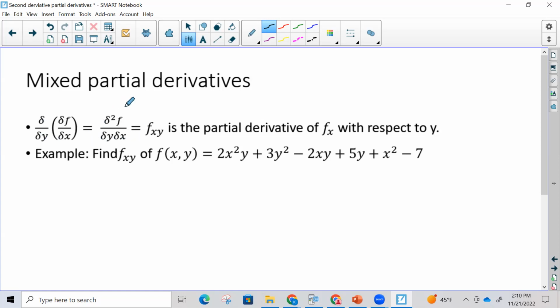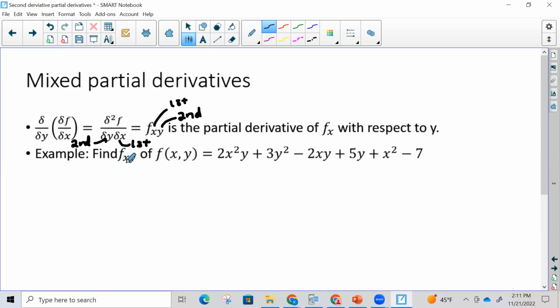This notation is a little bit confusing because it goes from right to left. Whatever is here is what you do first, and whatever is on the left is what you do second. It comes from starting with the partial with respect to x, and then differentiating it with respect to y. Now, this notation here, f_xy, is the opposite. We read it from left to right. The x means we do that first, and second, we do the partial with respect to y. So this means the partial derivative of f_x with respect to y.